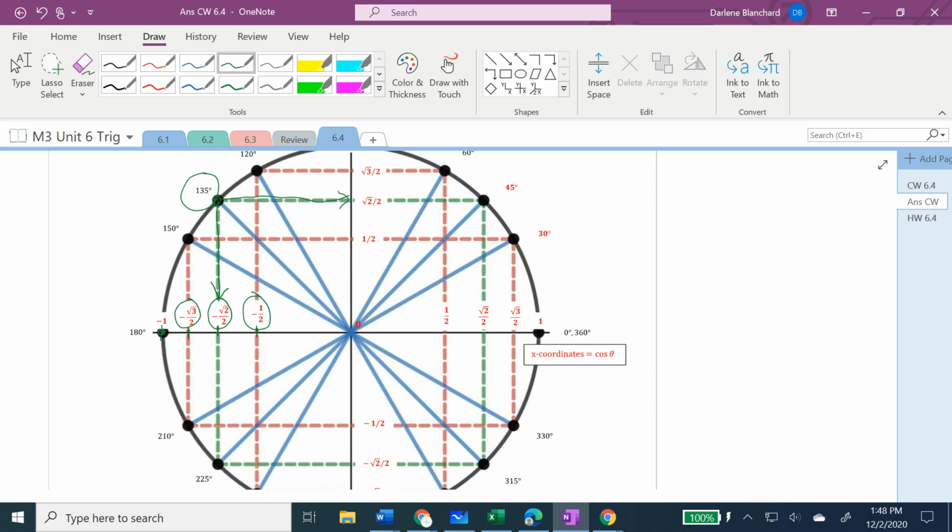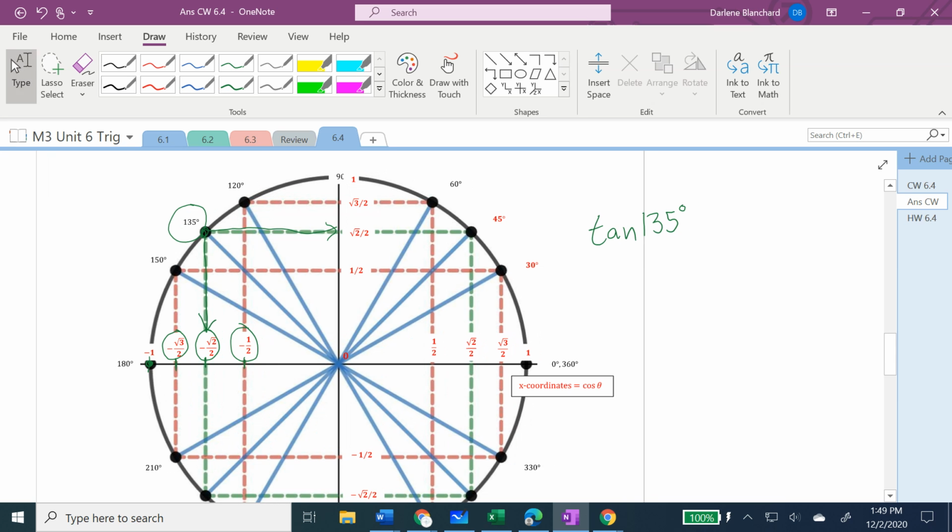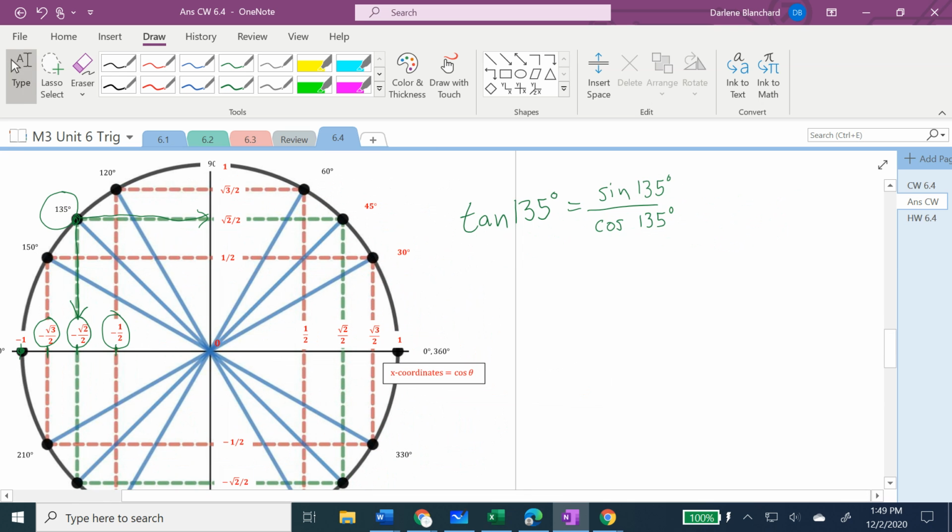So if you want to know what is the tangent of 135 degrees, do you remember when I said that tangent was sine over cosine? Excellent. So what you can do is find the sine of 135 degrees, divide it by the cosine of 135 degrees, and what number does that leave you with?